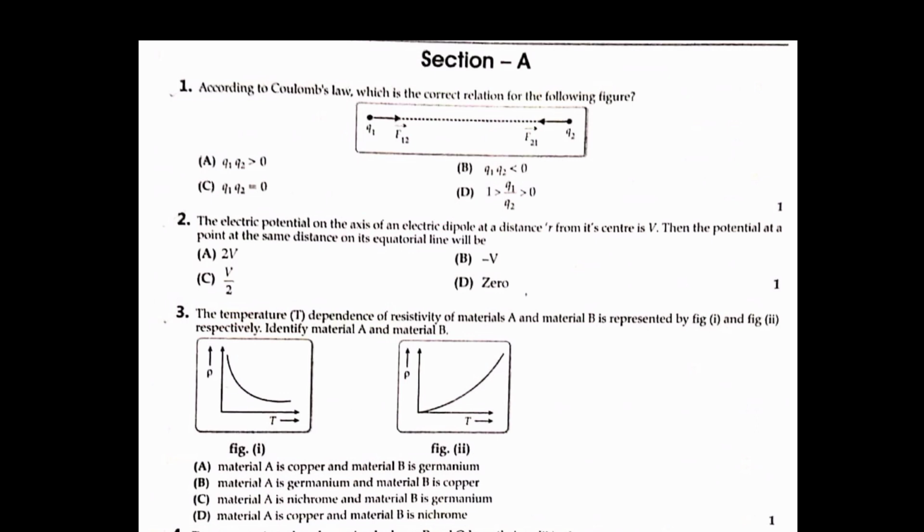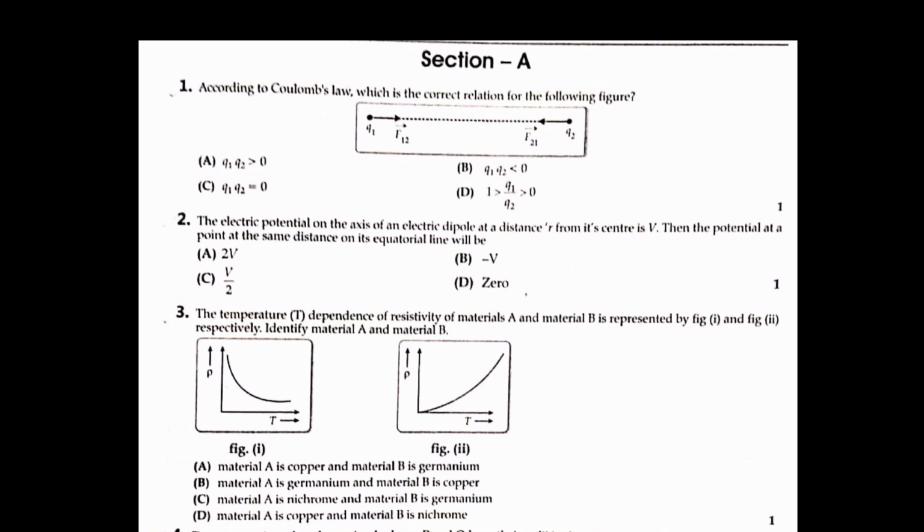Clear? And now we can move to the second question. The question is, the electric potential on the axis of an electric dipole at a distance r from its center is V. Then the potential at a point at the same distance on its equatorial line will be, the options are A, 2V; B, minus V; C, V by 2; and option D, 0.